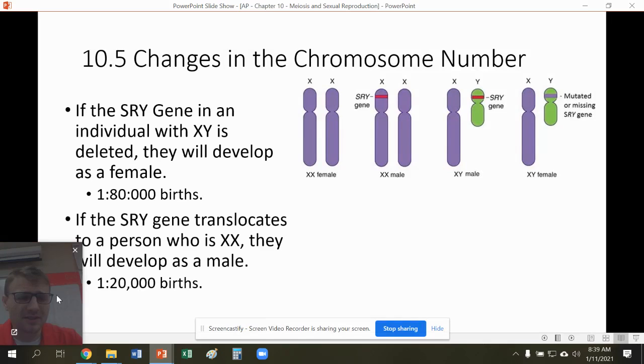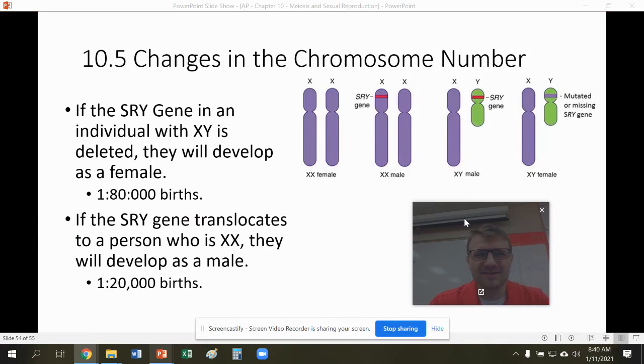Now, the really, I would say, interesting thing here. I like using interesting in the most educational, respectful way possible. The most interesting thing is if you have the Y chromosome somewhere and it's mutated or missing, a person with XY chromosomes will develop as a female. So this XY person would typically develop as a male, but in this case, they develop as a female. And these go undiagnosed a lot of the time.